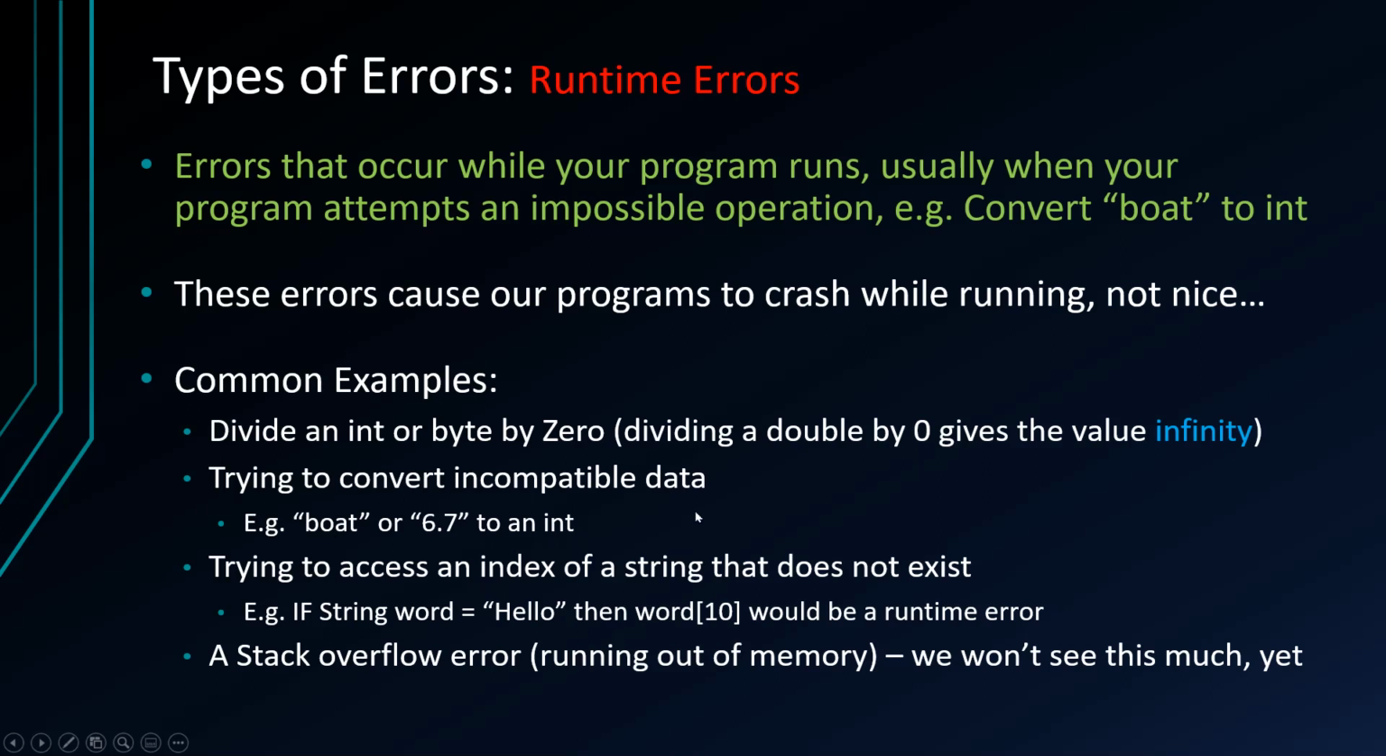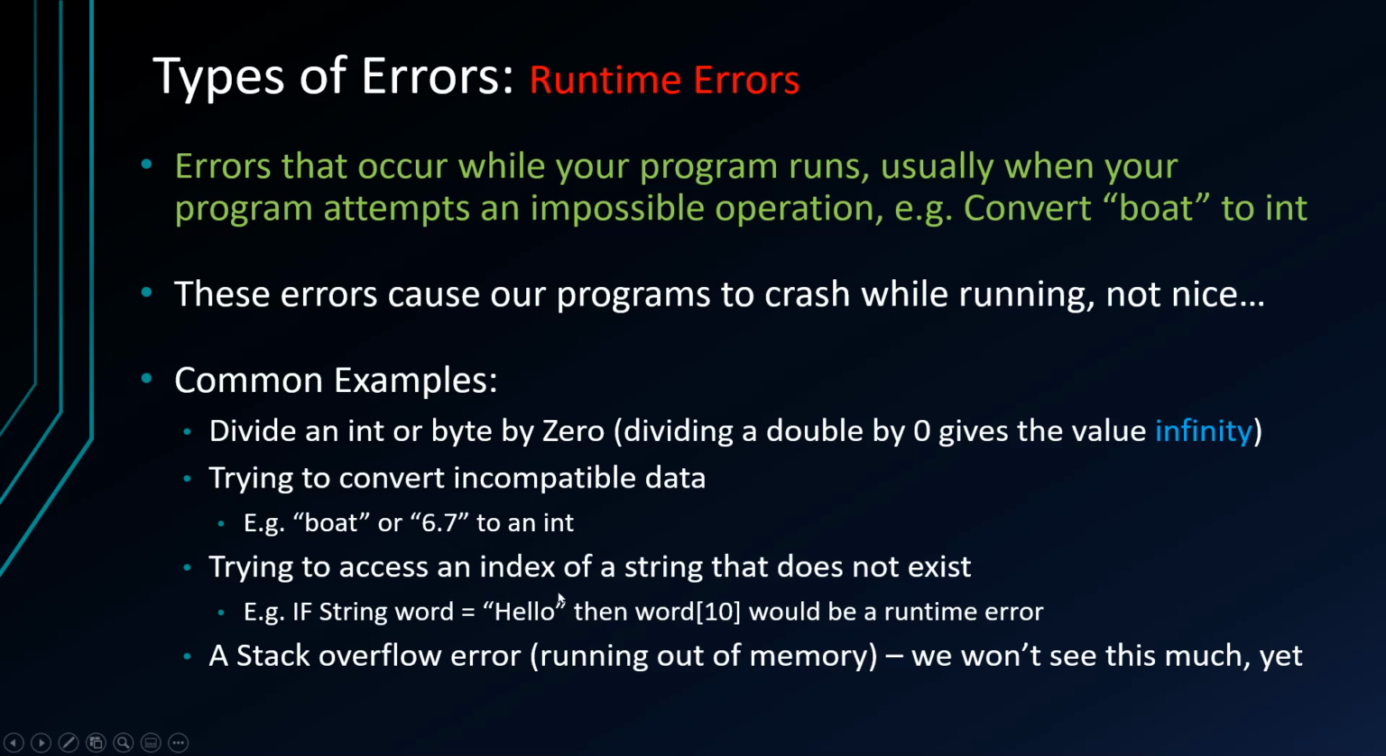Where else? Trying to convert incompatible data. So boat or 6.7 to an integer. Now, those are both strings. If this were just quote 6, I could convert that to an integer using TryParse or whatever I want. However, 6.7, not so much. That won't work. It's not compatible with an integer, so it will fail.